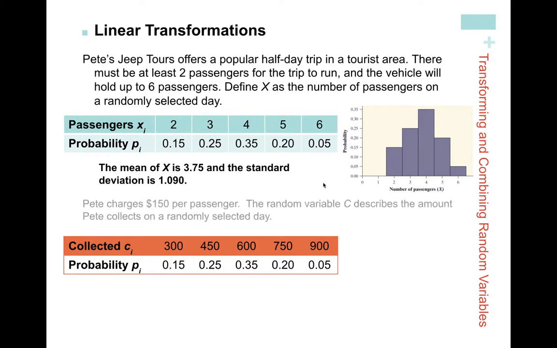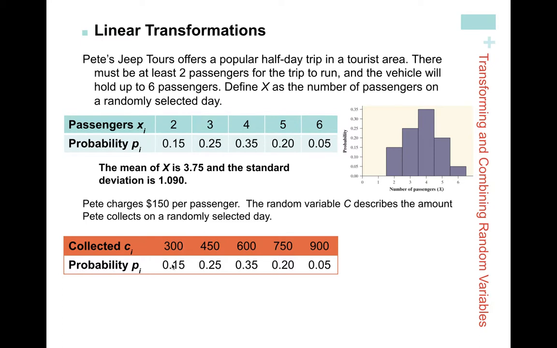Pete charges $150 per passenger. There are no discounts if you have a group of 6. Every passenger pays $150. The random variable C, capital C, is a different random variable than X. The random variable C describes the amount that Pete collects on a randomly selected day. So if he has 2 passengers, he's going to have $300, $450, $600, $750, $900. These are just 2 passengers times $150 per passenger, et cetera.